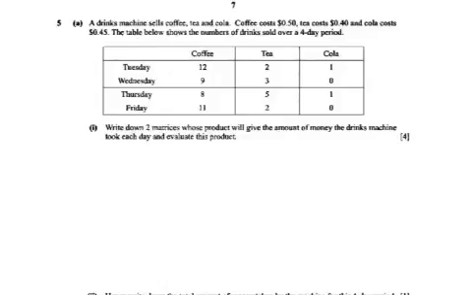Alright, let's continue with question number 5. In this case, they say to write down two matrices. They want us to find two matrices whose product will give the amount of money the drinks machine takes each day, and evaluate this product. So write down first and calculate. This one is 4 points. Let's write it down first.